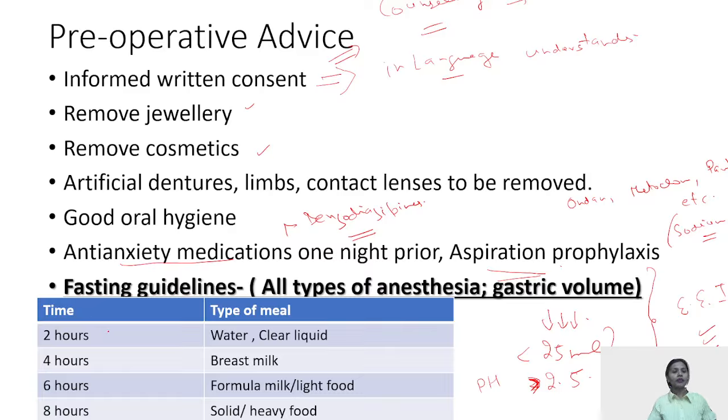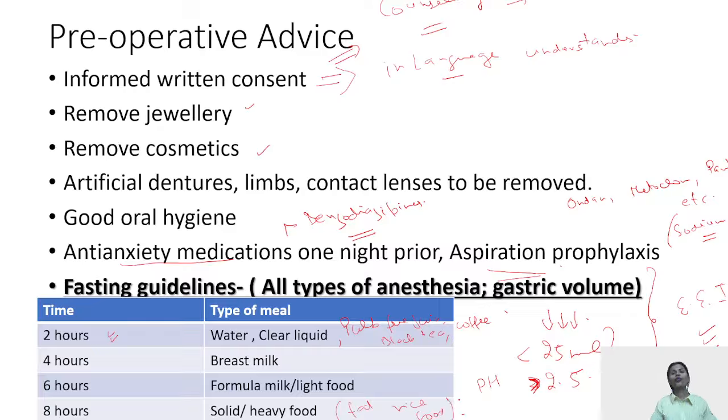So the time is 2 hours for clear liquids. Water can be taken. By clear liquid, it is pulp-free juice, black coffee or black tea without milk can be taken. 4 hours for breast milk, 6 hours for formula milk or any light food, and 8 hours for fat rich food.